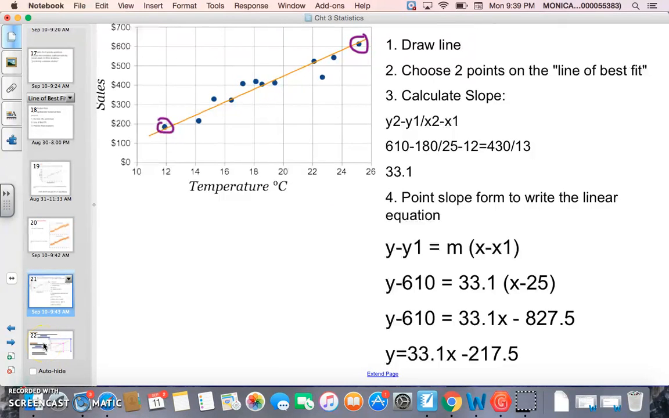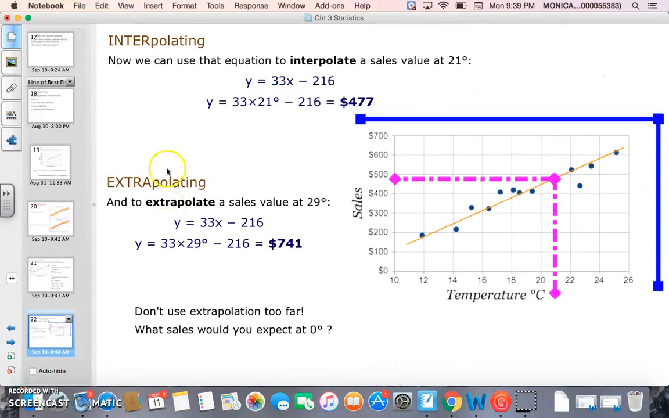Okay. Now, where is this useful? We talked about interpolating and extrapolating on Monday. So now we can actually use the formula to interpolate. So we're going to round yet again. Let's round it to 33x, and let's round the 217, let's round it to 216. When you use 33 as your slope, 216 will be your y-intercept, negative 216.